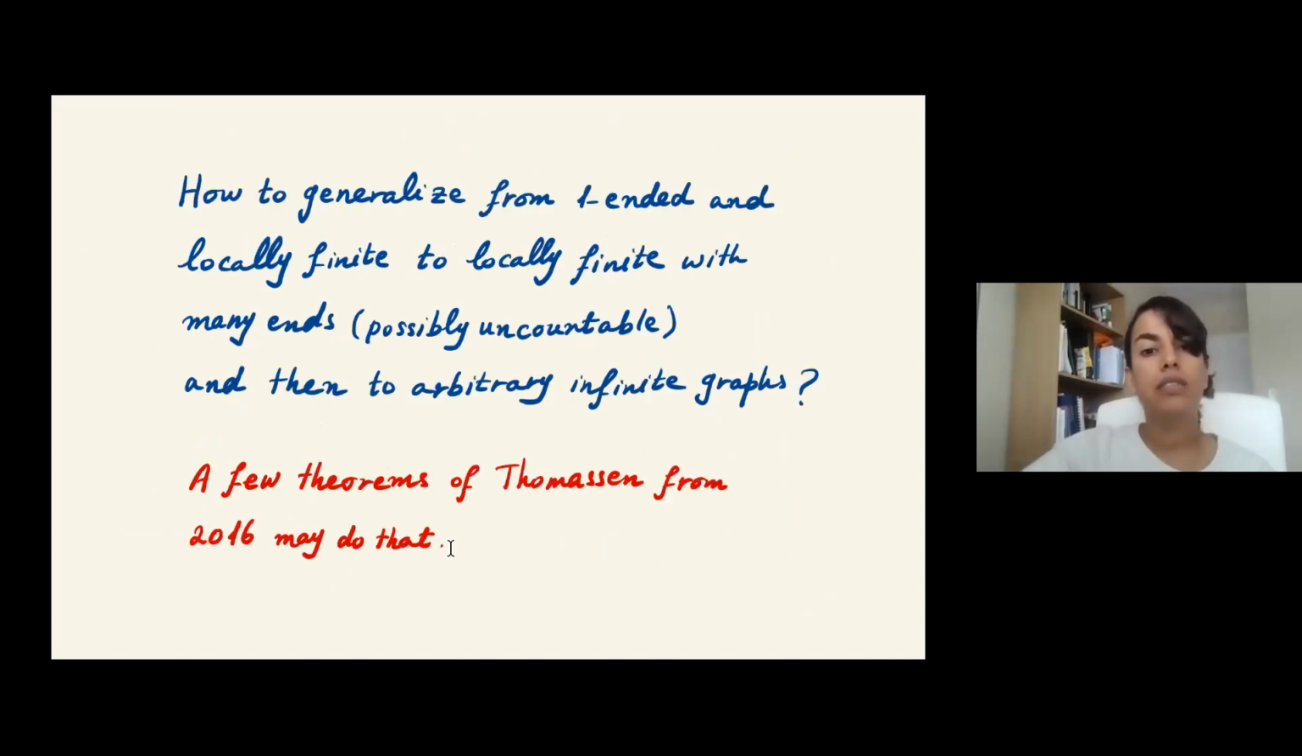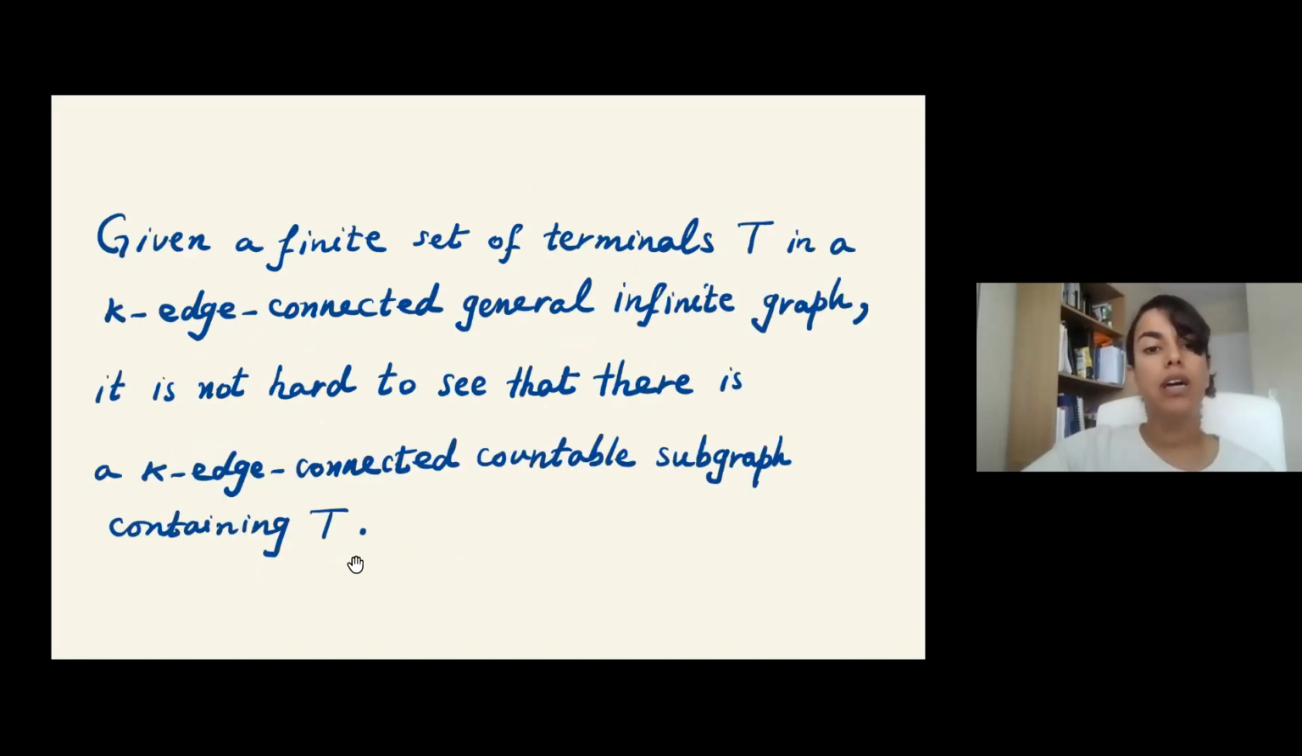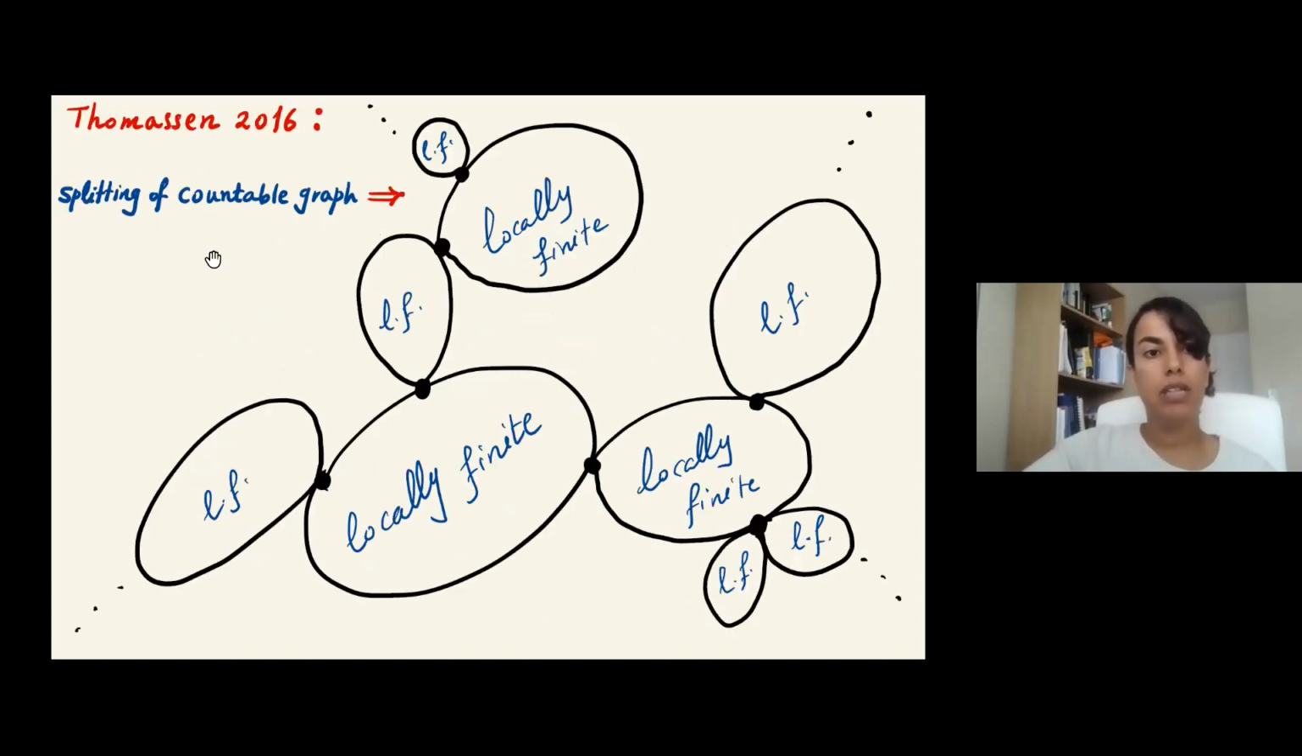There are a few results of Thomason from 2016 that might be helpful in this. So first, if we take just any infinite graph, because this is a finite set, and the graph was k-edge-connected, we can take a subgraph that's countable and k-edge-connected. And then for countable graphs, Thomason has a result about countable graphs. Splitting here means that each vertex in the graph will be replaced by a set of vertices in a certain way.